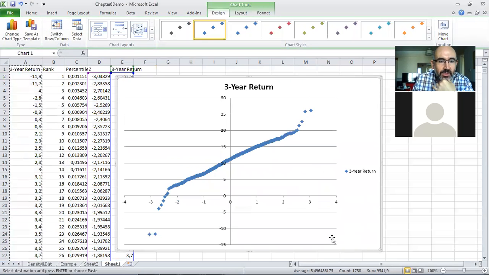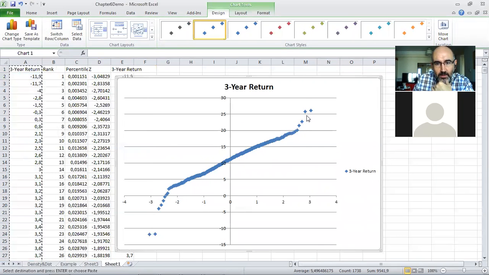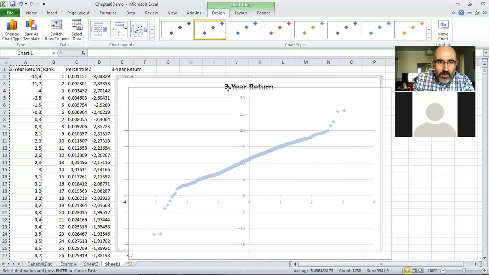Now you see the difference between the two. This is pretty much a straight line, with the exception of a few outlying points. It's more or less a straight line in the middle, considering probably 850 of the mutual funds. Just a few, 5 here and 6 there, don't conform to a normal distribution. So this is the normal probability plot.